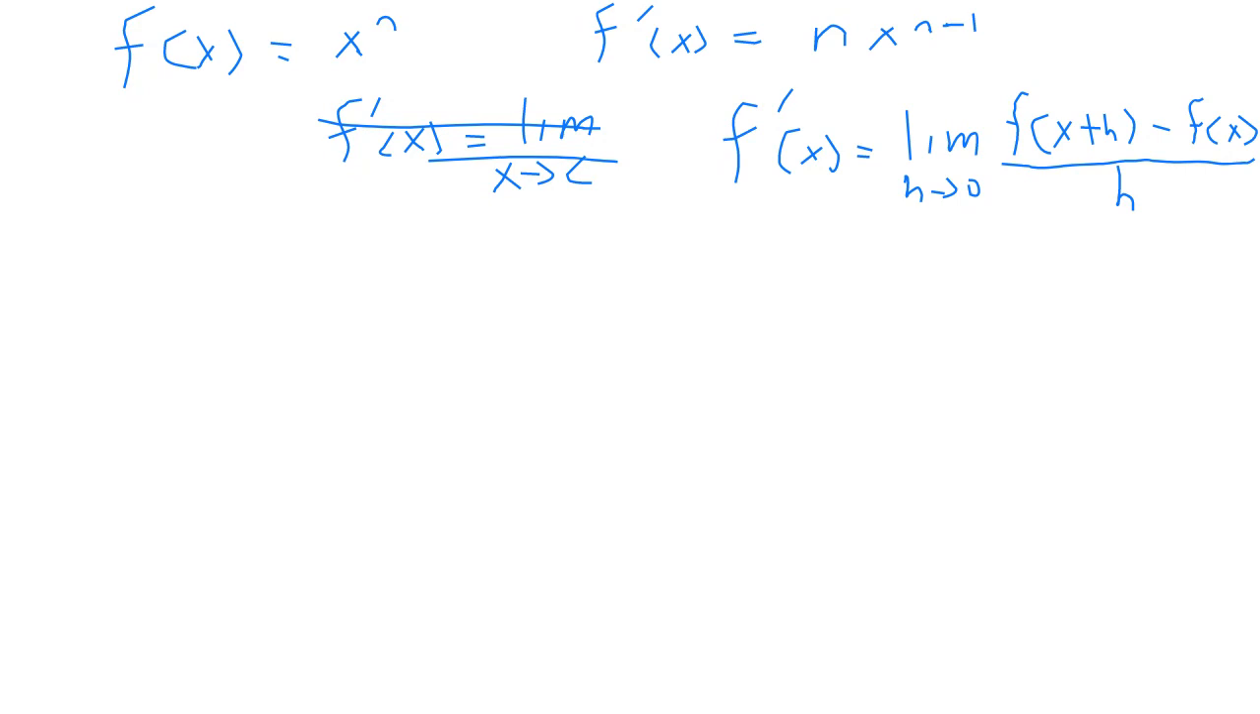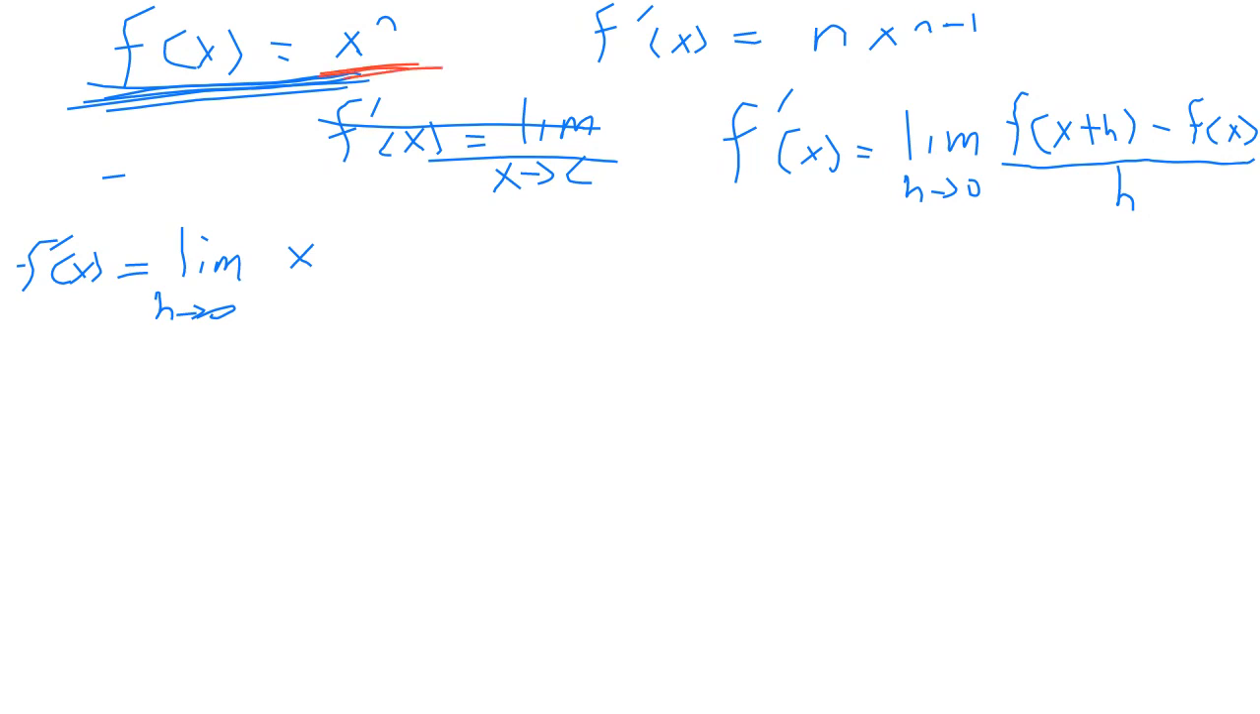All right. So for this rule, we're going to put in the formulas now. We're going to put in our f of x. Remember, f of x in this case is x to the n. So that means that f prime of x will be equal to the limit as h tends to 0 of, sorry, x plus h, because now we're going to put x plus h in place of the x up here. So that's going to be x plus h to the nth power minus f of x, which is just x to the n, all over h.